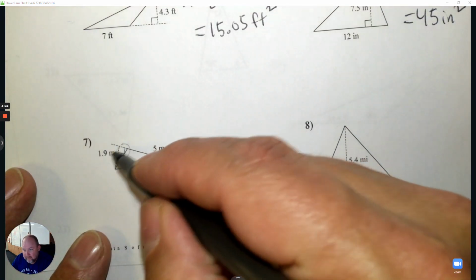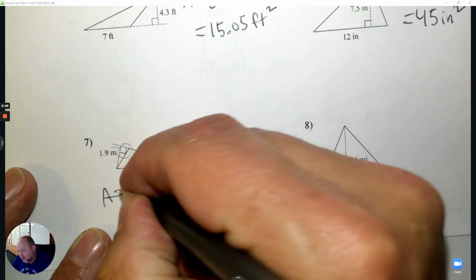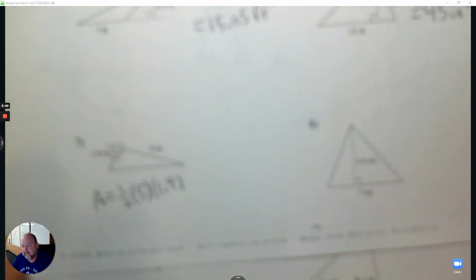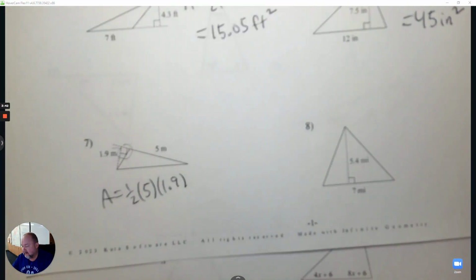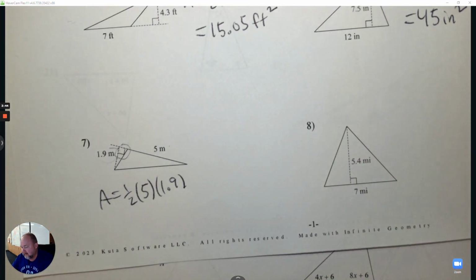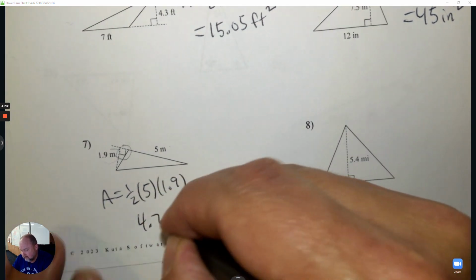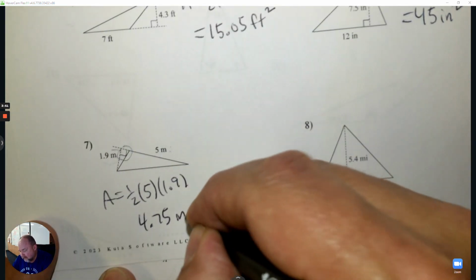Number 7. Again, this represents what the height would be. So area is 1/2 the base, which is 5, times the height, which is 1.9. So again, I'm going to multiply 5 times 1.9 and then divide by 2. And again, it's going to be meters squared.